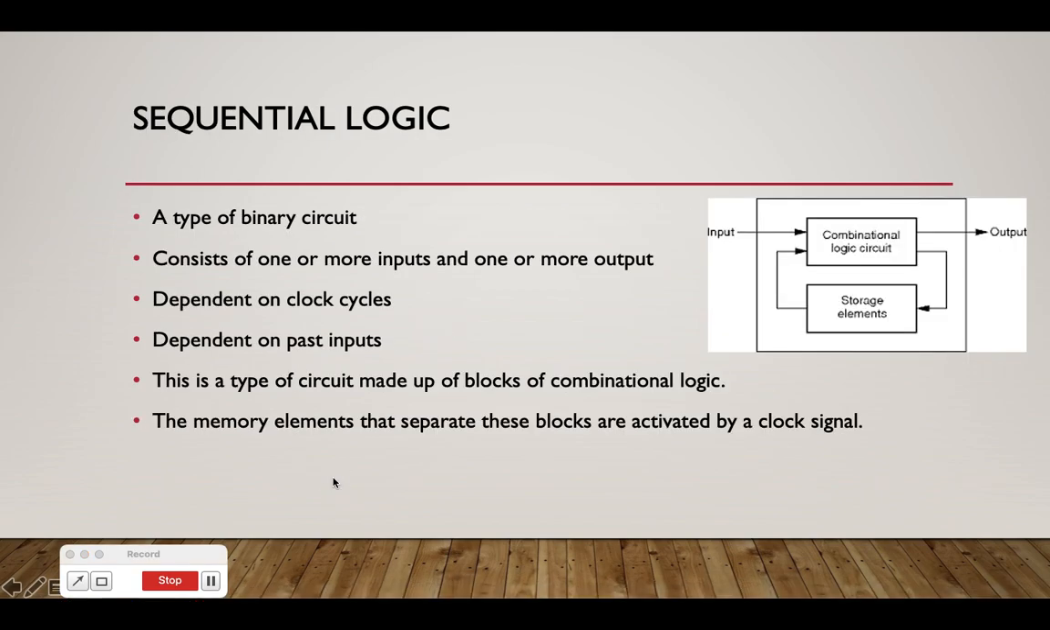Next we have sequential logic. It's a type of binary circuit, and it consists of 1 or more inputs and 1 or more outputs. It's dependent on clock cycles, and it is dependent on past inputs as compared to the combinational logic. It's a type of circuit made up of blocks of combinational logic, and the memory elements that separate these blocks are activated by a clock signal.